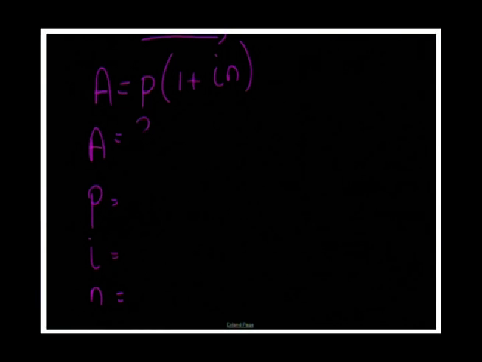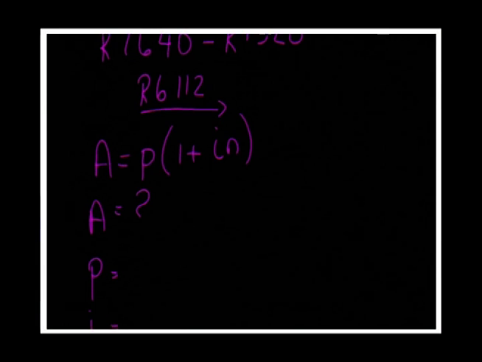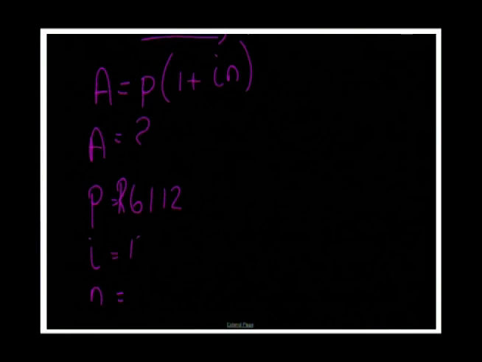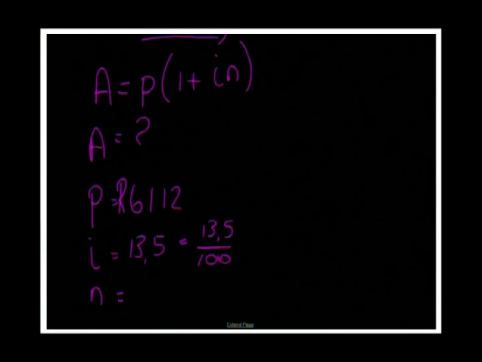Right, we're looking for what she owes them in total. The amount that she's borrowing from them is not the total amount, it is minus her deposit. So it was the 6,112, and that's rands. Her interest rate, we're going back to the question, was 13.5%. So 13.5, or as I'd rather you write it, 13.5 over 100. And how many years? It was 3 years.